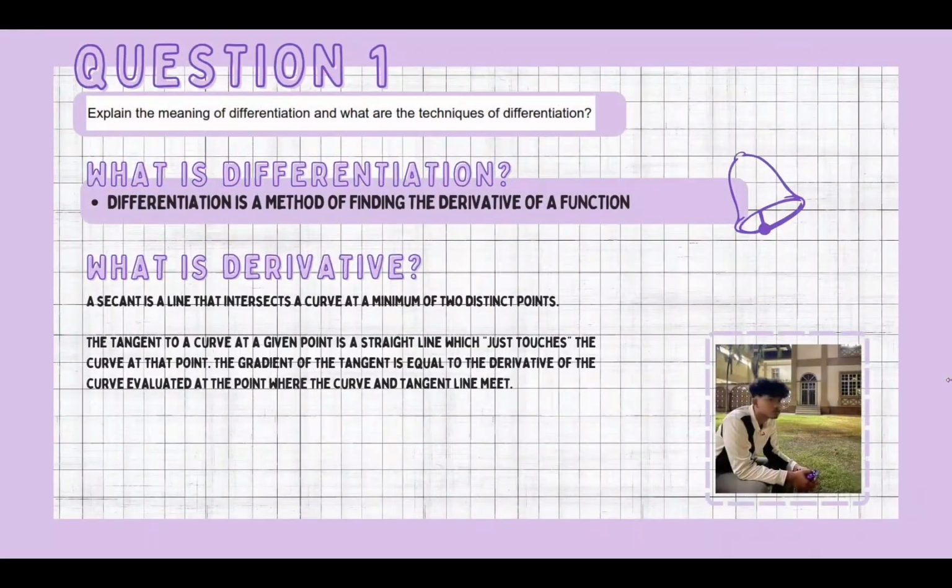Alright, let's start by answering the first question. What is differentiation and what are the techniques of differentiation? First, what is differentiation? Differentiation is a method of finding the derivative of a function. In simple words, it tells us how a function changes, how fast something is increasing or decreasing.